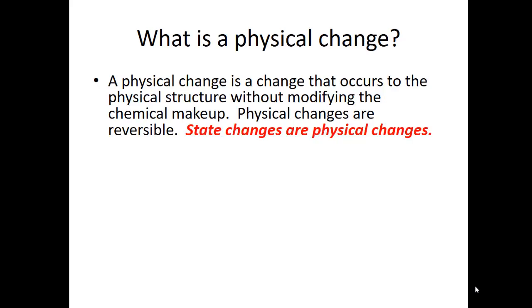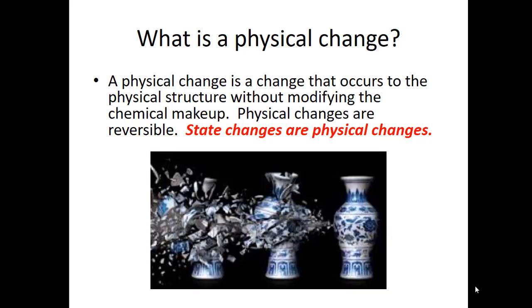All right. So, what's a physical change? It's a change that occurs to the physical structure without modifying the chemical makeup. Every physical change is reversible. If you think about a vase breaking, if you drop a vase on the ground and shatter it into a million pieces, if you find every piece, you can put that vase back together because it was only changed physically.